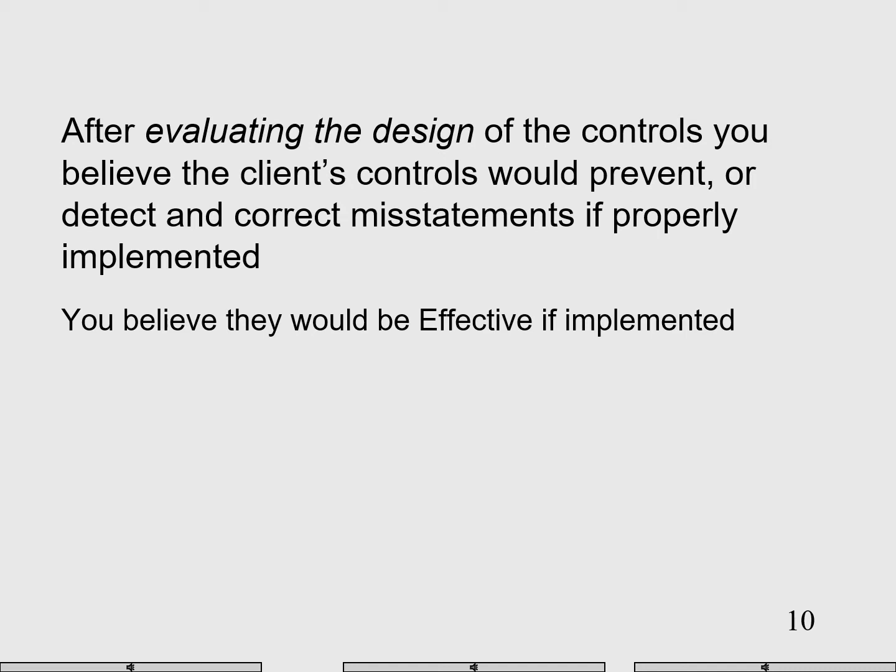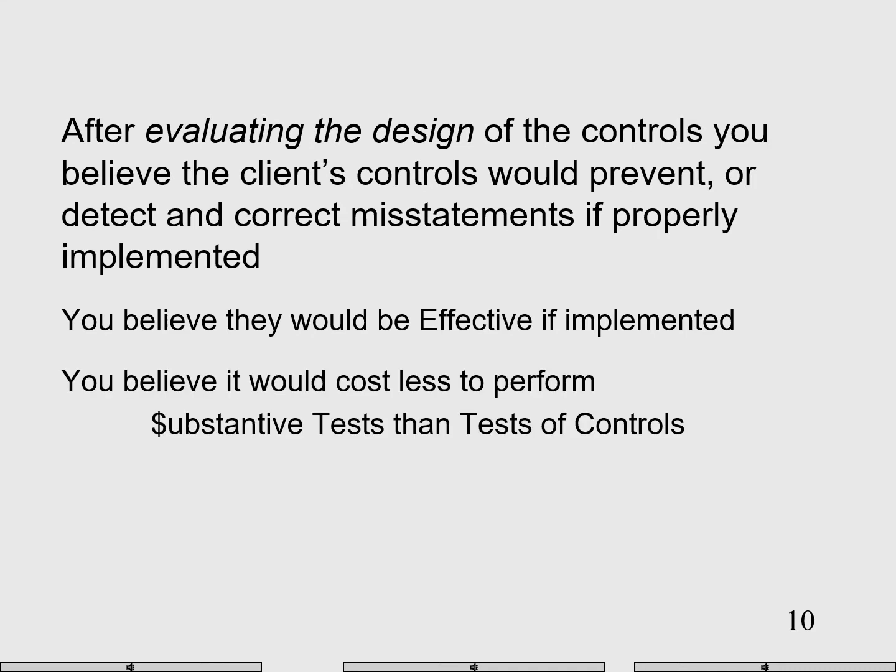After evaluating the design of the controls, we believe the controls would be effective. But we believe it would cost less to perform substantive tests than tested controls. We're going to take a primarily substantive approach. We can achieve our objective of reducing audit risk to a low level either by assessing control risk is low and testing controls, or by performing extensive substantive tests. Since we can achieve our goal either way, we're going to take the approach that is least costly.